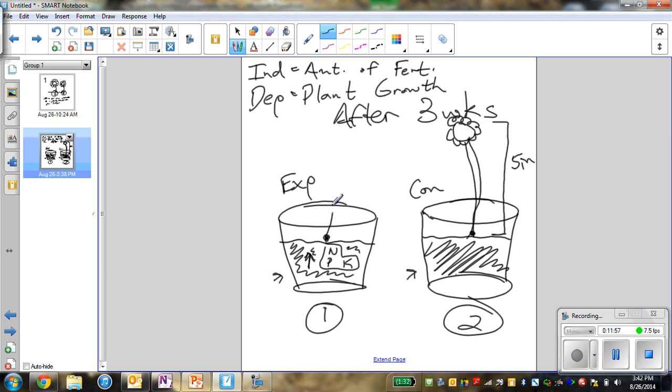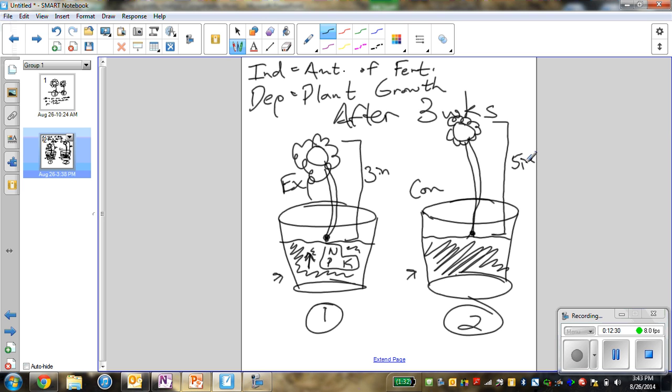Let's say in our experimental pot, after 3 weeks, our flower only grew 3 inches. Well, you might think, wow, I gave this plant more fertilizer, and it didn't grow as tall as the control sample or the control flower. So you might ask yourself, wow, why did that happen? And that would be part of your next experiment, okay?